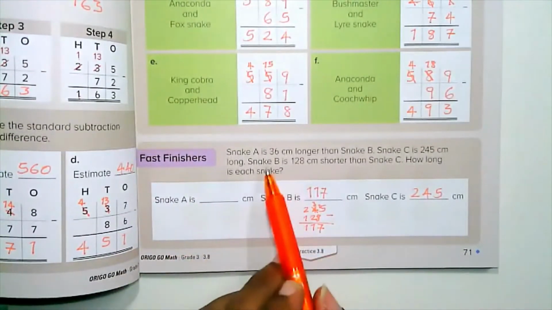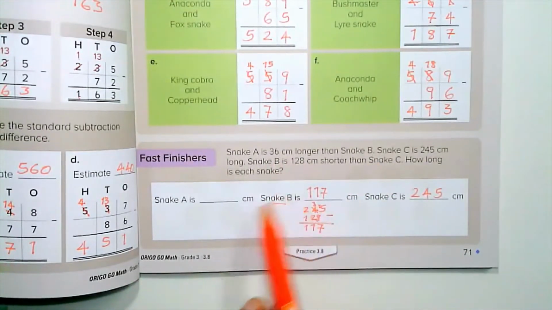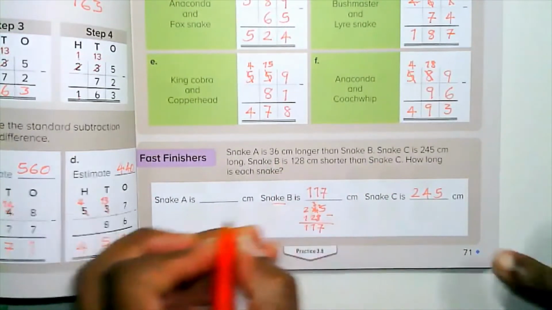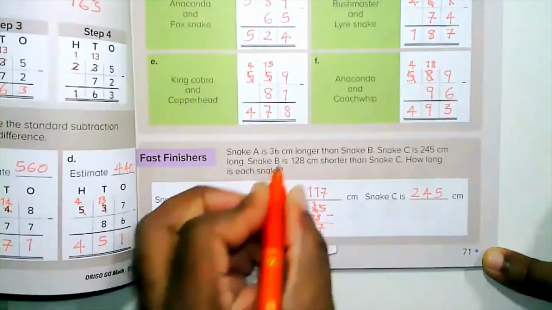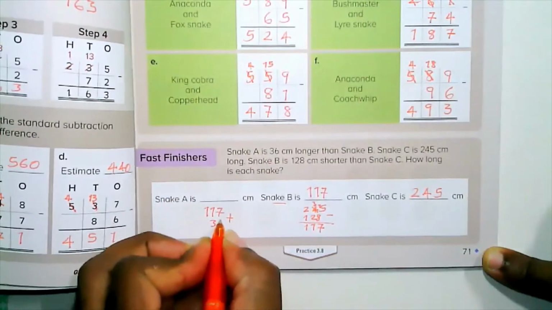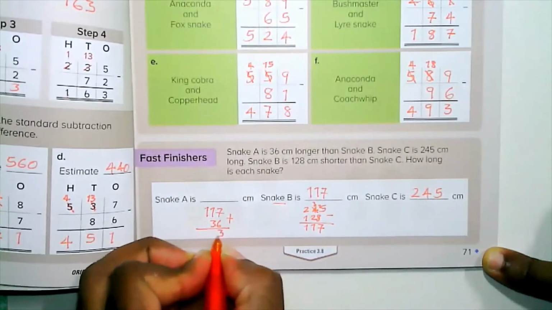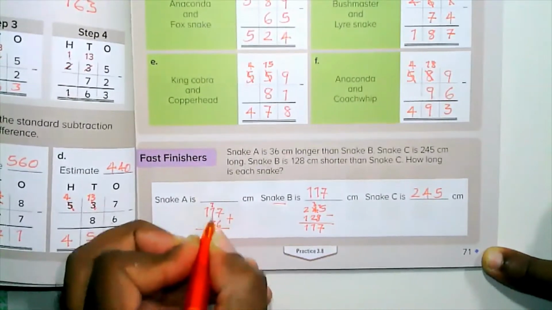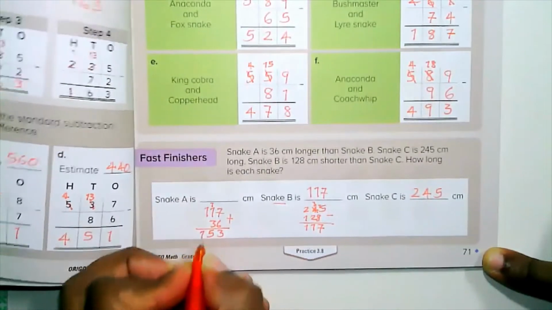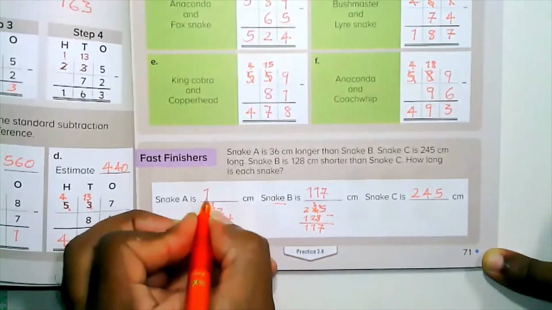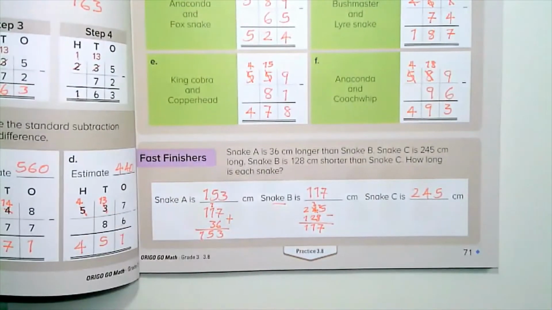Snake A is 36 centimeters longer than B. Now we know B. So longer, we add 117 plus 36. 7 plus 6 will be 13. Carry 1 forward. 2 plus 3 will be 5. 1 plus 0 is 1. So we have 153. There you have it, folks.